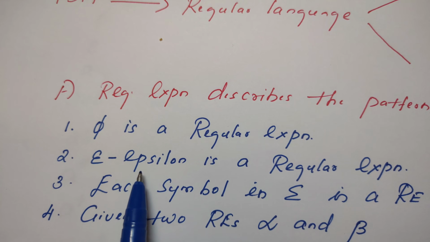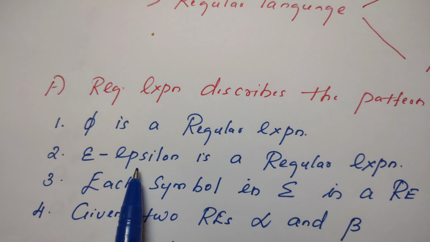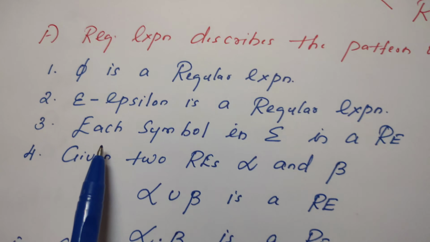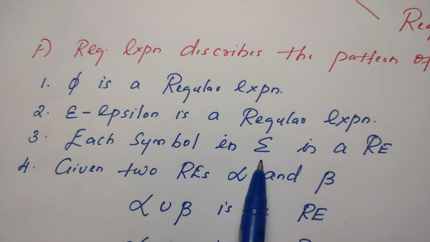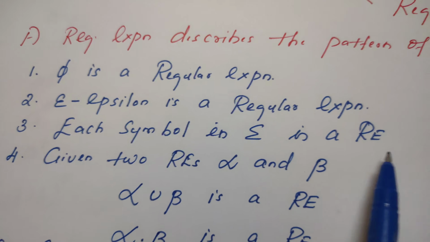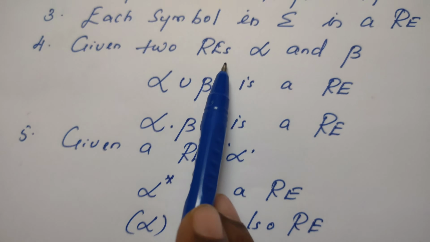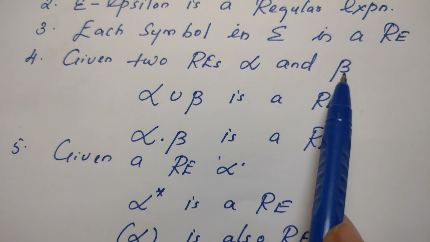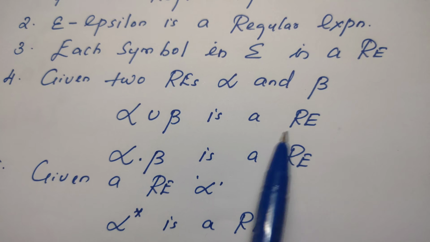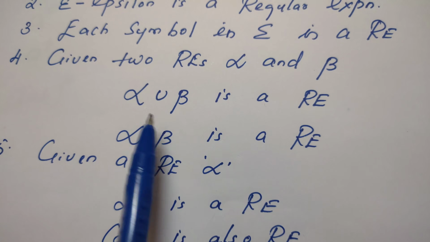Epsilon is one of the important concepts in the theory of computation. This epsilon is otherwise known as a string whose length is 0. Each symbol in sigma is nothing but the set of alphabets. So every symbol in sigma is also a regular expression. If there are 2 regular expressions, let it be alpha and beta, then alpha union beta is also a regular expression. Then alpha dot beta is a regular expression.